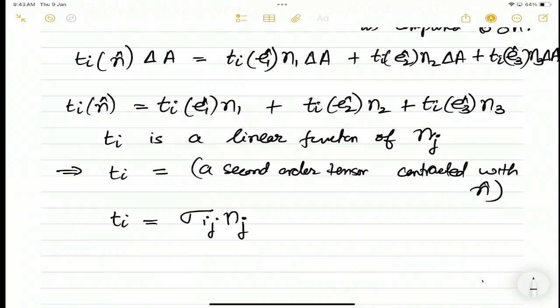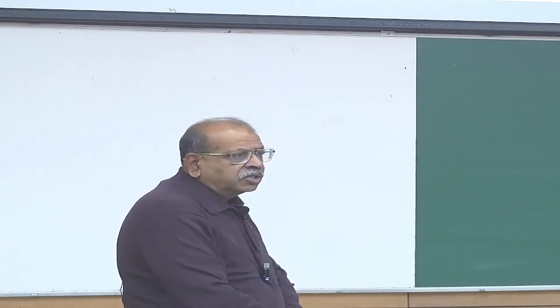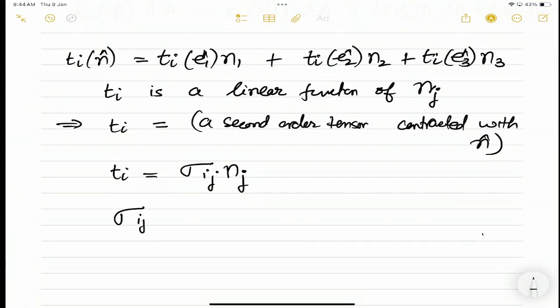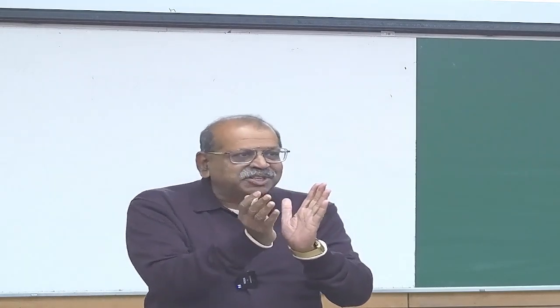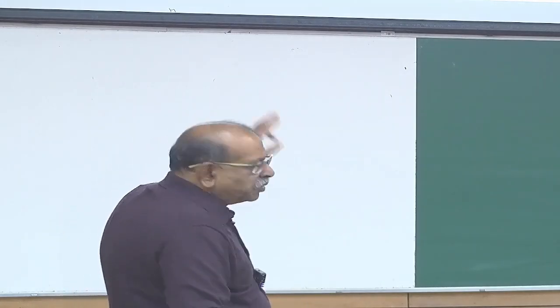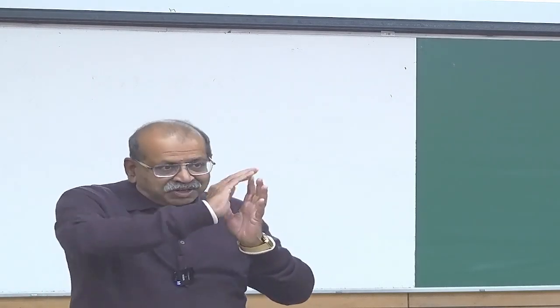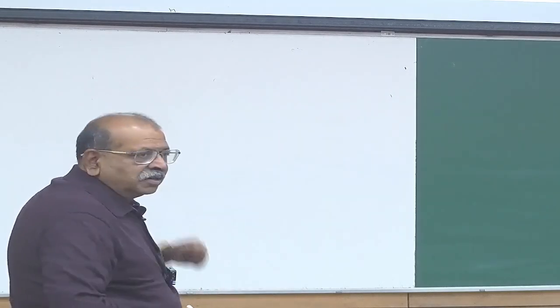sigma ij nj. The second order tensor which is there, this is what I had stated earlier, that if we have a linear function we can express it in this form. So I can write Ti is equal to sigma ij nj, and the sigma ij is what we will call the stress tensor at a point. So the traction vector can be written in form of a stress tensor. So that means while there are infinite directions, if at a point we specify sigma ij, then we can get the traction vector at any direction using sigma ij.